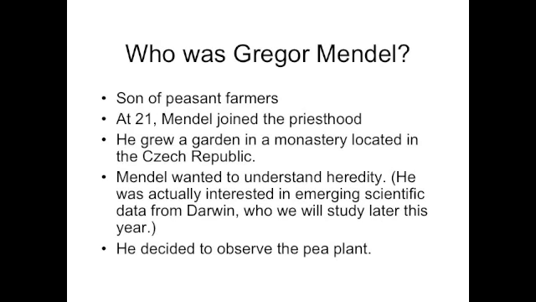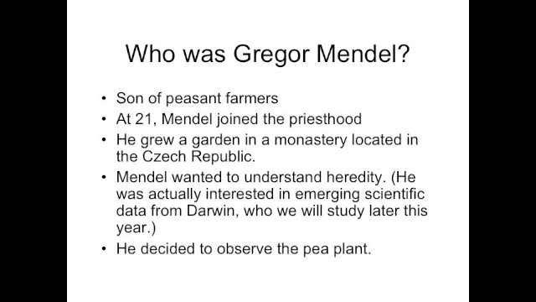Who was Gregor Mendel? Gregor Mendel was the son of peasant farmers. At the age of 21, Mendel joined the priesthood. Later, he went to the University of Vienna, where he learned how to study science through experimentation and how to use mathematics to explain natural events. Mendel then lived the rest of his life at a monastery, where he taught high school and cared for a garden. It was in this garden that he completed his important experiments.